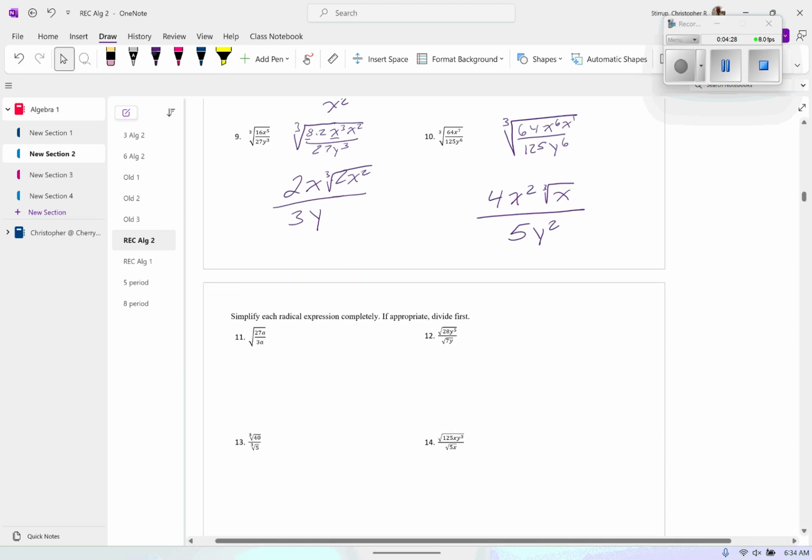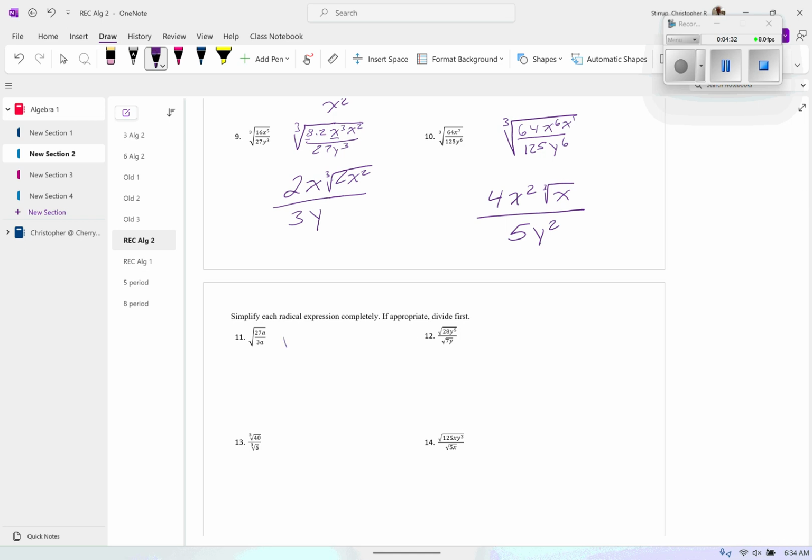Okay, we want to simplify each radical. And it says divide first. Okay, so let's reduce it first. So 3 goes into 27 9 times. A's cancel each other out, right? They're gone. So square root of 9 is just 3.